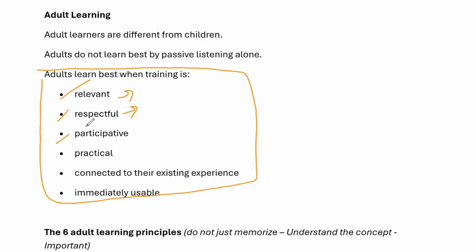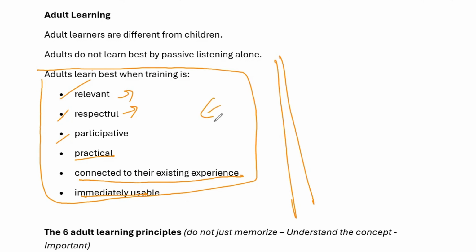It should be participative. Participative means what? It should be very much interactive, practically demonstrated, practical oriented, connected with your existing experience, and immediately usable. If you want to make a straight scenario, they will give a scenario in which training is not going well or the performance is not good. There are a lot of unsafe activities going on. So you want to give them training. How can you improve the training? You have to work on any of these factors.